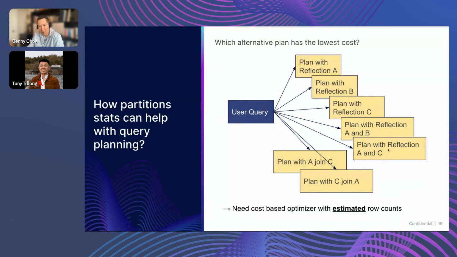And finally, once I figure out which combination of reflections I should use in my query, I also need to do join ordering. For example, if I'm doing a hash join, I want to have the bigger table on my probe side and the smaller table on my build side. So in order to make these types of decisions, you need a cost-based optimizer that has good estimates of the row counts coming out of the different scans. And partition stats can help with this because they can help you get more accurate row count estimates.